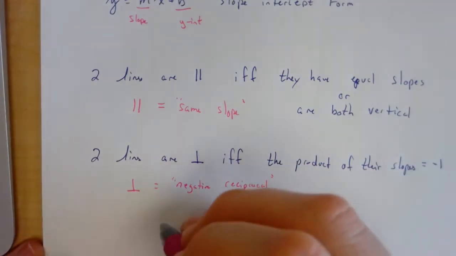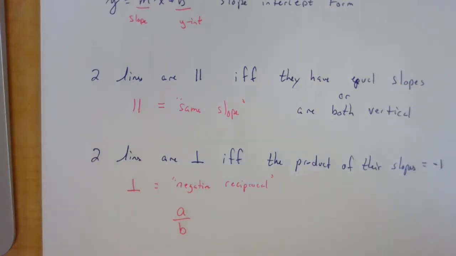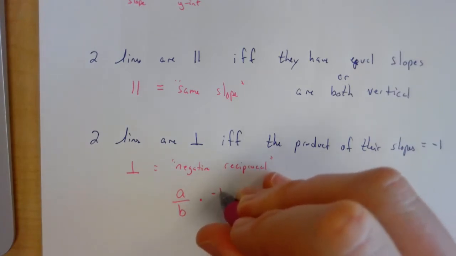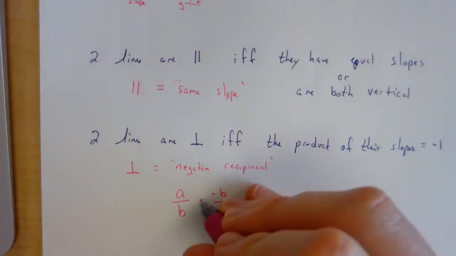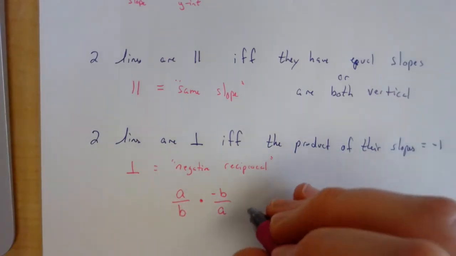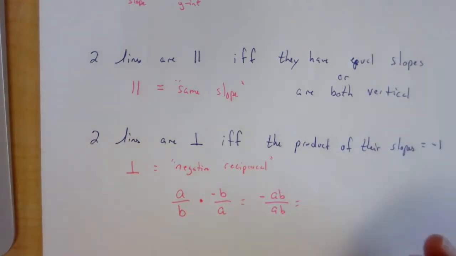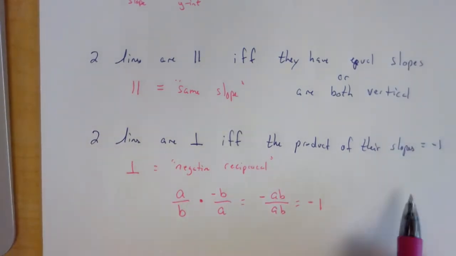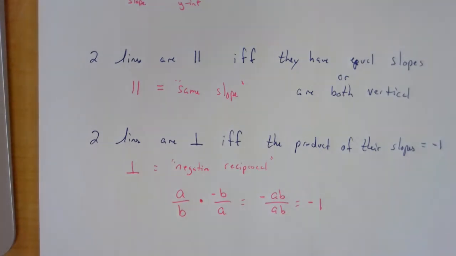And this makes sense, right? Because imagine we have a slope that is something like a over b. Well, what's the perpendicular slope going to be? Well, I'm going to flip it and change the sign. So it's going to be negative b over a. That would be the perpendicular slope. Now, product implies multiplication. So if I multiply these, what happens here? Well, I get negative ab over ab. And we know that anything over itself is just 1, so I get -1. So this is just a more concise way of saying that. So the product of their slopes equals -1. Okay? So again, parallel and perpendicular.